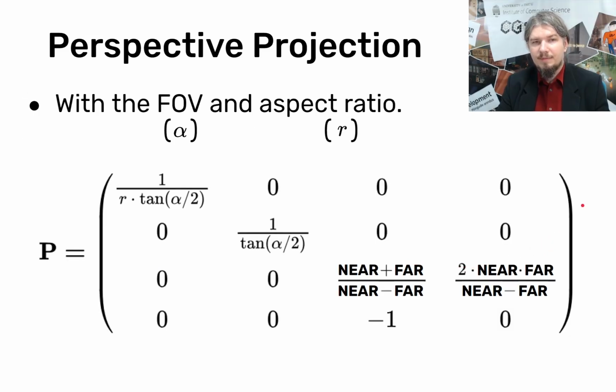We can also define this perspective projection matrix with the field of view, the angle alpha, and the aspect ratio r. Those two terms on the diagonal are exactly the same values that were there before, except that now they're defined by the field of view and the aspect ratio.